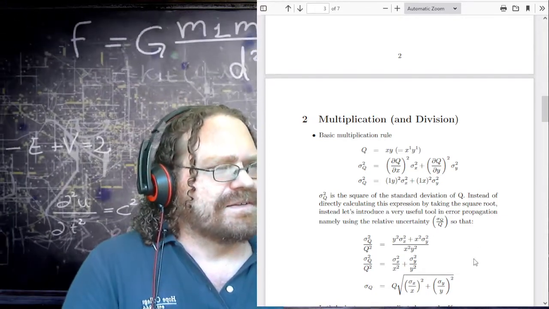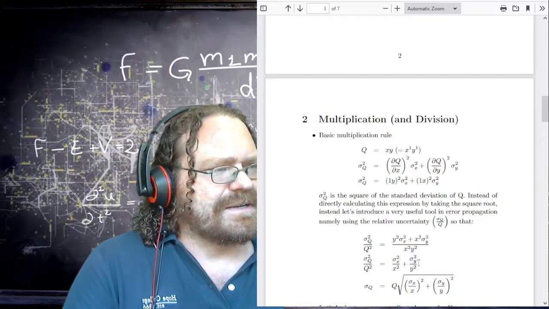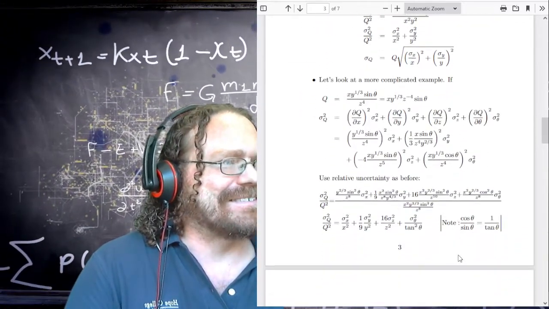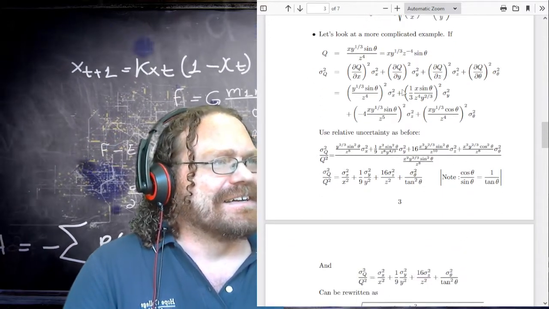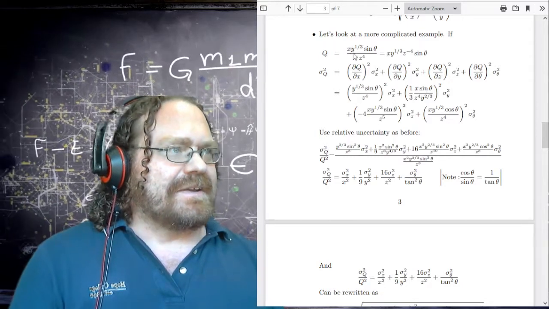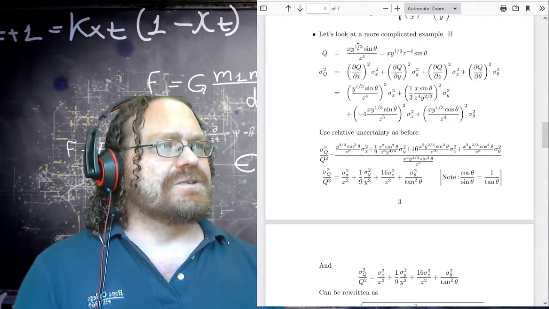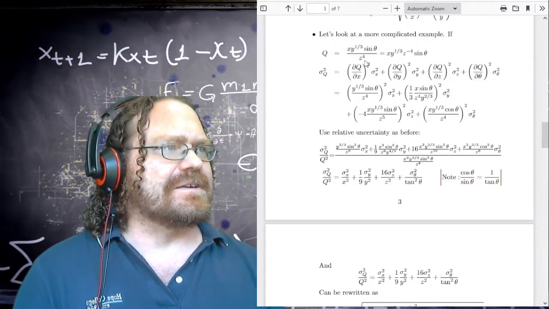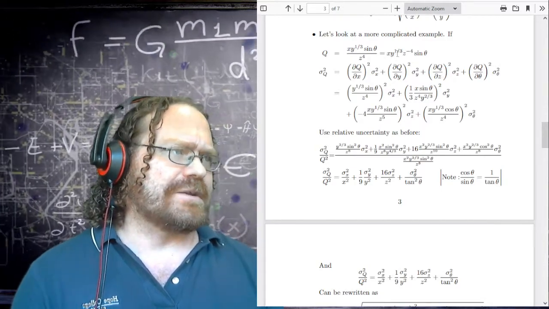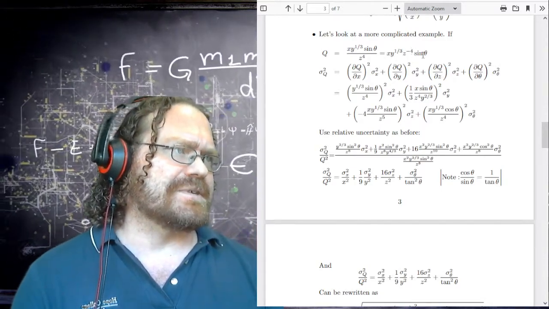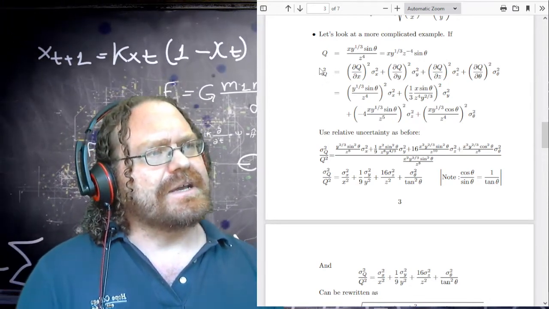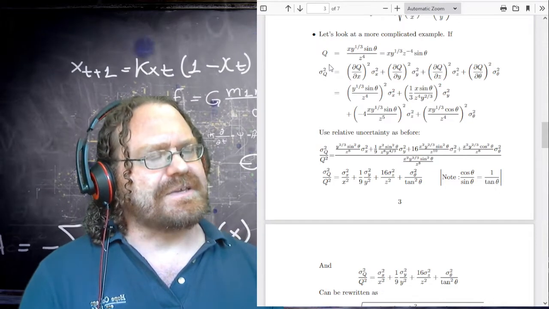All right, so far so good. Let's go to a more complicated example. Great. This time we have x times y to the 1/3 times sine theta over z to the 4th. Well, that can be rewritten as x times y to the 1/3 times z to the -4 times sine of theta. Okay, so let's write down our equation so that we can go through each piece.